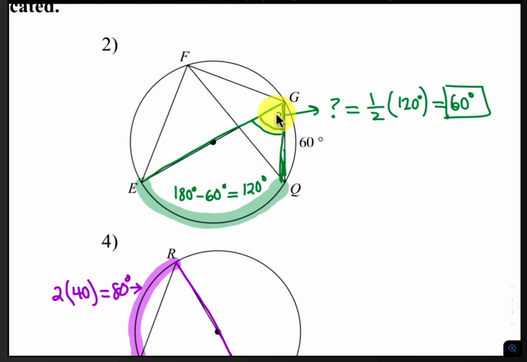Now the inscribed angle, where the question mark is, is going to be half of this green arc. So we just simply find half of this 120. Half of 120 is 60 degrees. So the inscribed angle, question mark, is 60 degrees.